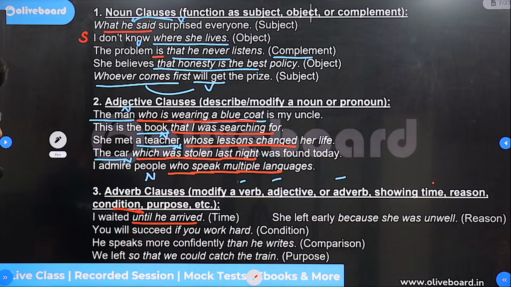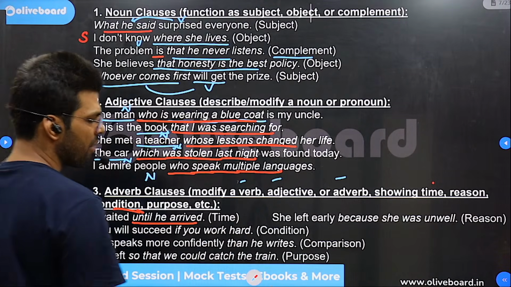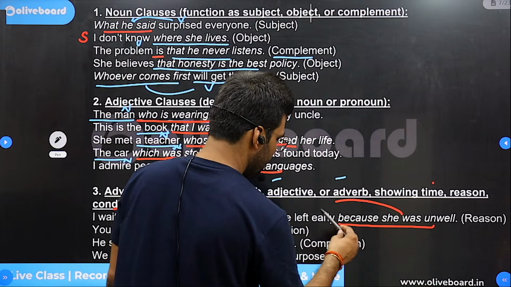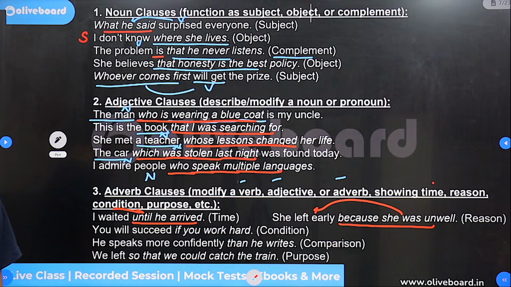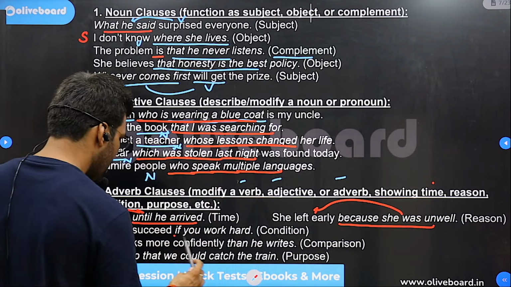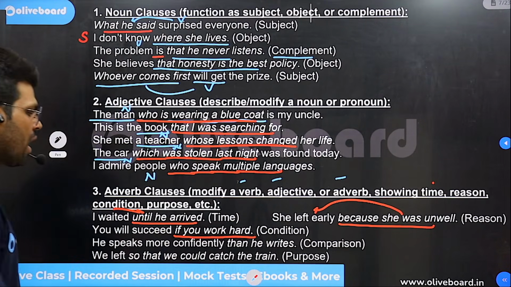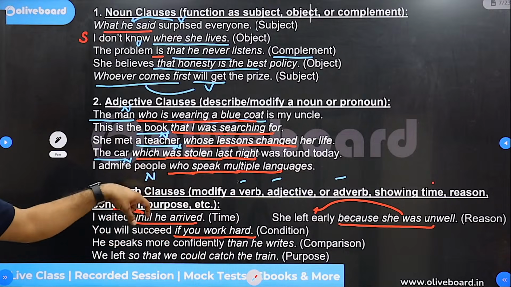Adverb clause. She left early. Why? Because she was unwell. So this clause is defining the reason why she left early. Adverb clause of time, adverb clause of reason. You will succeed if you work hard. Now this whole clause, if you work hard, is defining the condition on which you will succeed.